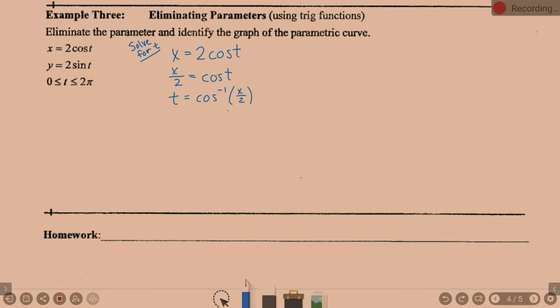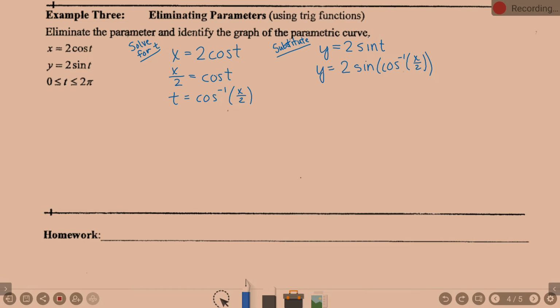Okay. Now, if you solve for t, what is supposed to be your next step? Substitute. So, can I just throw it in again? Oh, actually, we're not going to, just stay with me here, okay? If we're substituting, this is y equals 2 sine t, right? And so we're going to have y equals 2 sine of cosine inverse of x over 2.